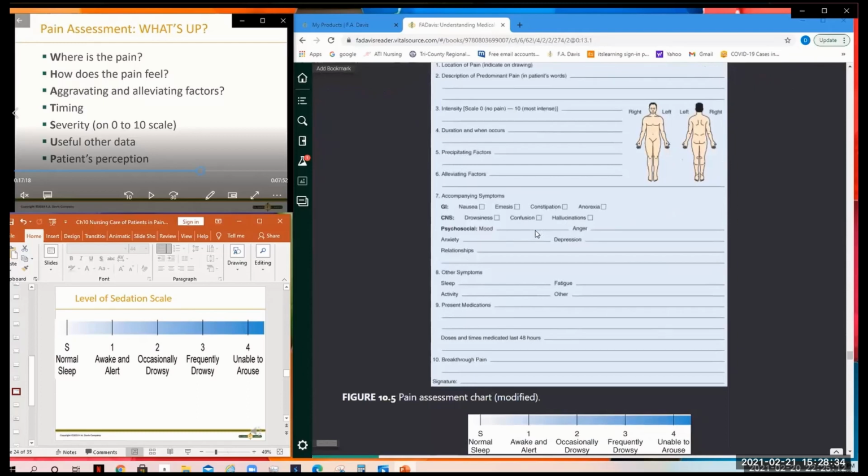So if you have GI symptoms such as nausea, emesis, constipation, or anorexia, maybe you have CNS symptoms such as drowsiness, confusion, or hallucinations, possibly some psychosocial symptoms regarding the mood. Maybe there's anger, anxiety, depression, or some relationship issues. 8, there might be other symptoms related to sleep, fatigue, activity, or even something else.